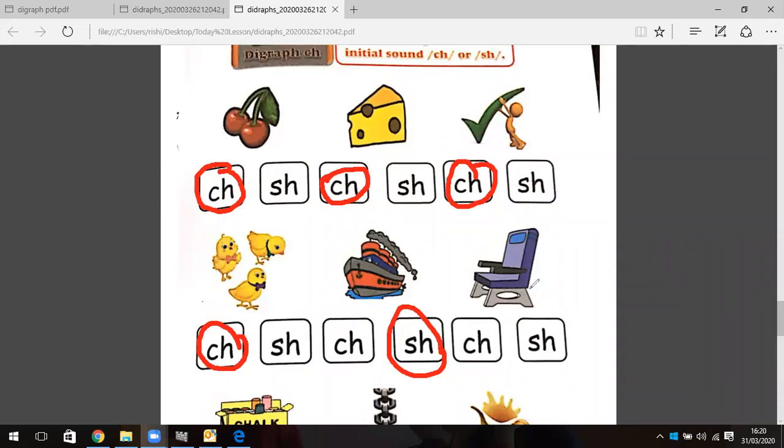Do you know what this is? Actually, it's a wrong picture here, but here it's a chair. The chair is not like that, it's like a seat, but we will take it as a chair. So Reem, tell me the chair starts with which digraph? With sh or with ch? Sh. Very good. Say it loudly, Reem. Very good, Reem. Bravo. Mute yourself, Reem.